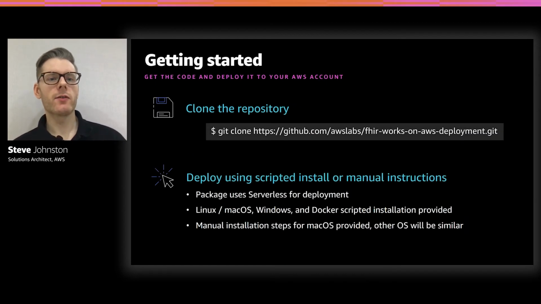Getting your hands on the code is really super easy. You can clone the repository if you've got Git installed. If you don't, you can download it straight from the GitHub page. On there, we provide the manual instructions if you want to go down that route. They are for Mac OS, or you can use a scripted install, which is available for Linux, Mac OS, Windows, or even Docker if you want to use that. That scripted install uses the serverless framework, and all the instructions can be found on the GitHub repository.